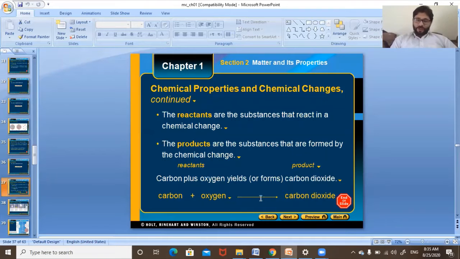So now if you look into this arrow, the left side of this arrow, these are known as reactants, while the right side of this arrow, we can call it the product. So some new things are formed at the end. We can call it a chemical process.